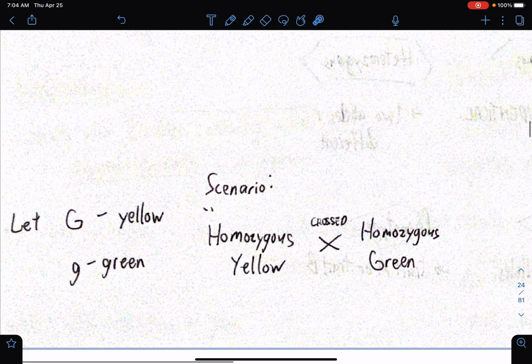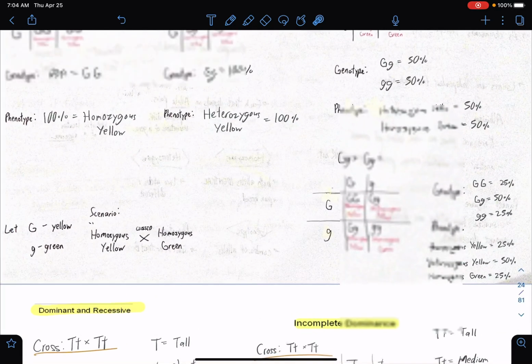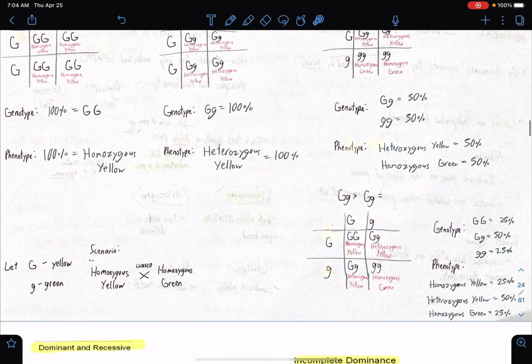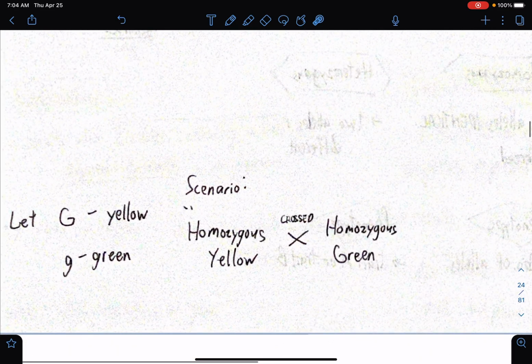So yes, I should have written this here. You should have known this earlier. I should have shown this to you. So capital G stands for yellow, small g stands for green. Okay.